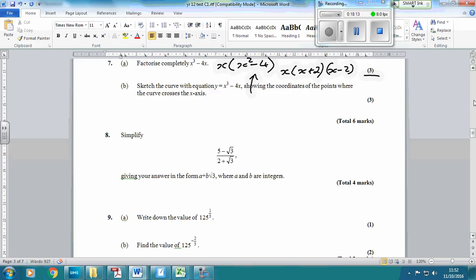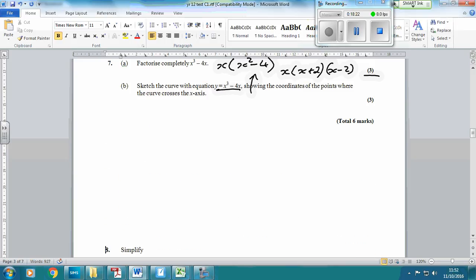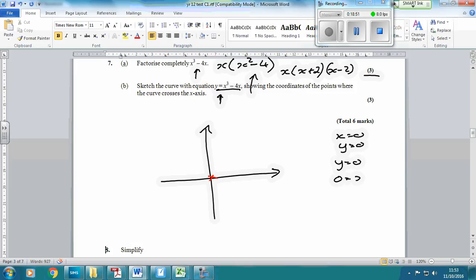And then what you've got to do is you've got to sketch this graph. So if I were to sketch that, I substitute in x is 0, so if x equals 0 into this, and then 0 cubed is 0, take away 4 lots of 0, 0. So y equals 0. So I know that this point lies on the line. And then you've got to substitute y equals 0. So you've got 0 equals x bracket x plus 2 bracket x minus 2.